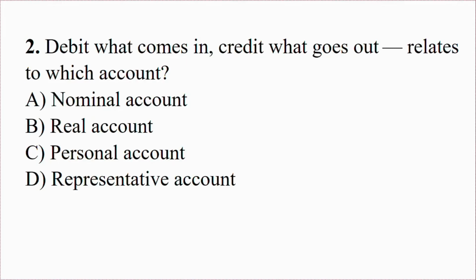The next question is: debit what comes in, credit what goes out, relates to which account? Option A, nominal account. Option B, real account. Option C, personal account. Option D, representative account. So the correct answer is option B, that is real account.